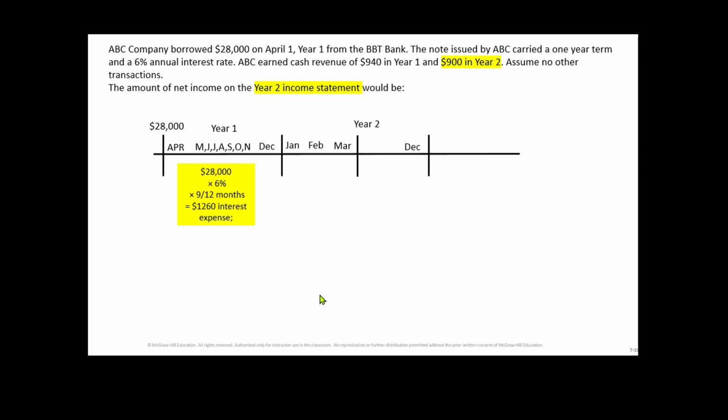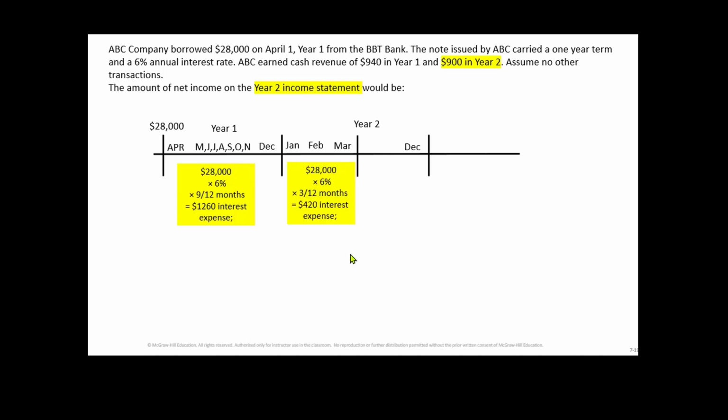So this is how much interest we would have accrued for this note in year 1. 28,000 times 6% times 9/12. That is, there's 9 months from April the 1st to December 31st. There's 9 months involved there. When you multiply all these things together, you get $1,260 worth of interest expense. This is good to give you the foundation of how the problem's going, but you don't really need this if you're going to just solve for year 2. But it's good to know.